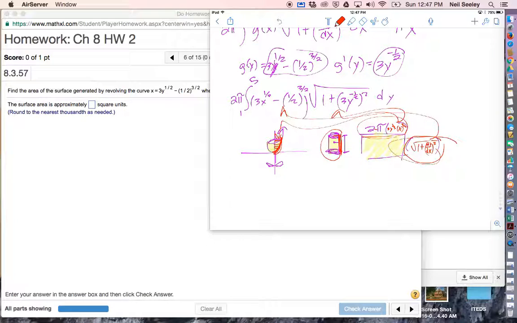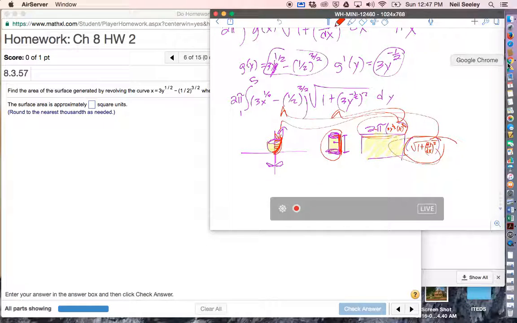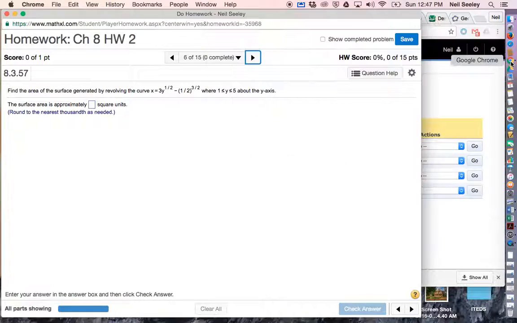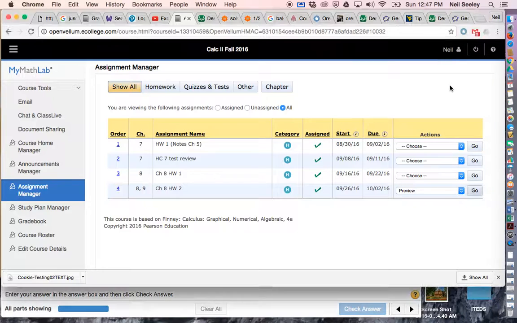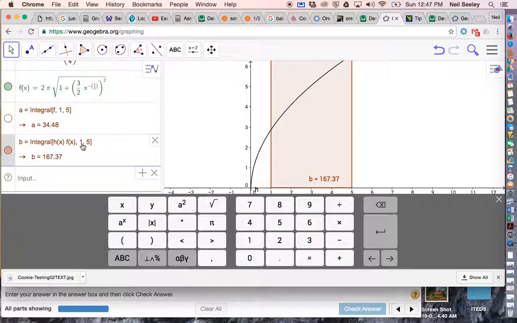So I happen to have something similar to this going up on GeoGebra because somebody sent me their example and I started working it. So if you're willing, I'm going to go over to that one. Here we go. So I'll just use this example. Let's see if I've got it up here.